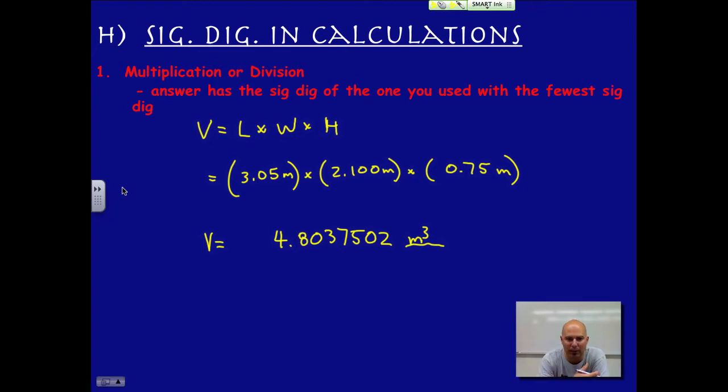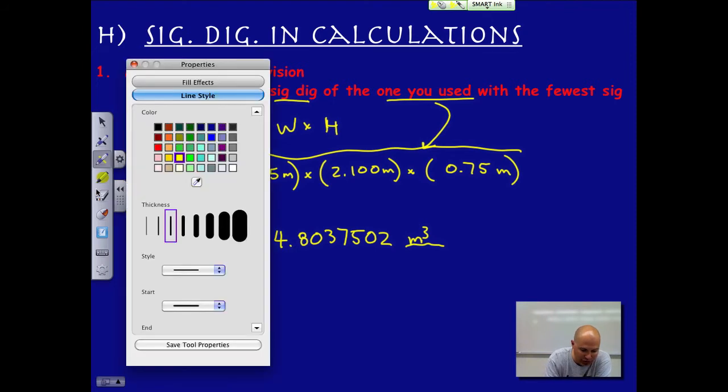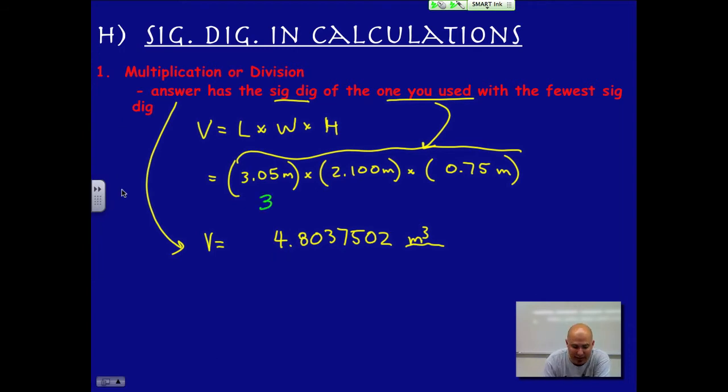But it keeps going. I don't want to see that number in your answer. You don't want to write that down. Where do you round? Well, let's follow the rules. The answer will have the significant digits of the one you used with the fewest. So we need to know how many significant digits are in each of these. The first one has 3 significant digits, right? Decimal present, Pacific side, first non-zero, 1, 2, 3. All right, 3 significant digits.